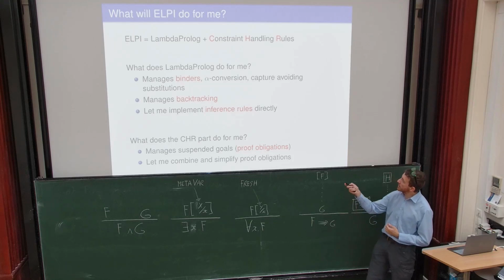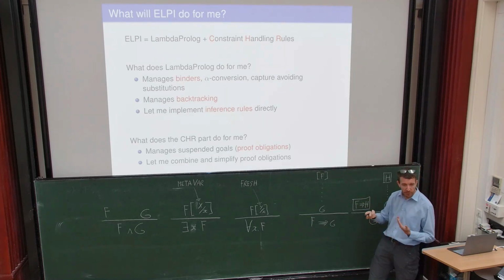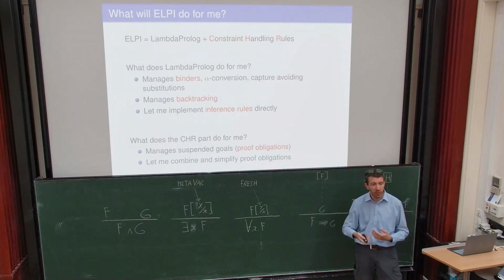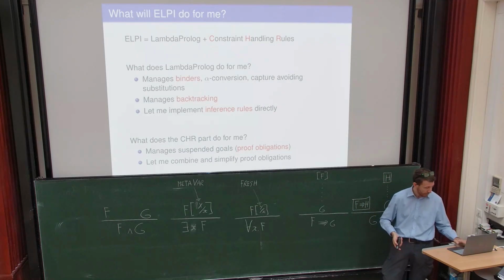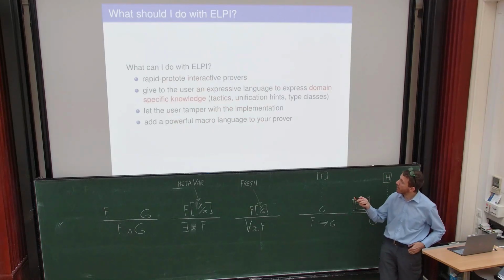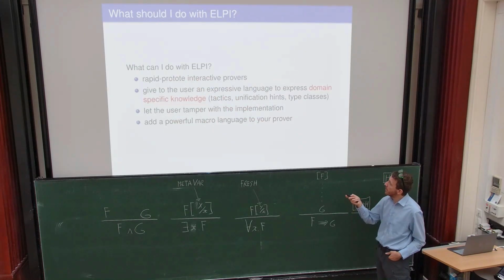And what does the constraint handling rule part do for me? It is able to manage suspended goals, which are proof obligations, and lets me combine and simplify proof obligations. So, in a sense, it is what I need to go to an interactive prover where we have proof obligations. And what I can do with it, I can implement rapid prototypes of interactive provers.